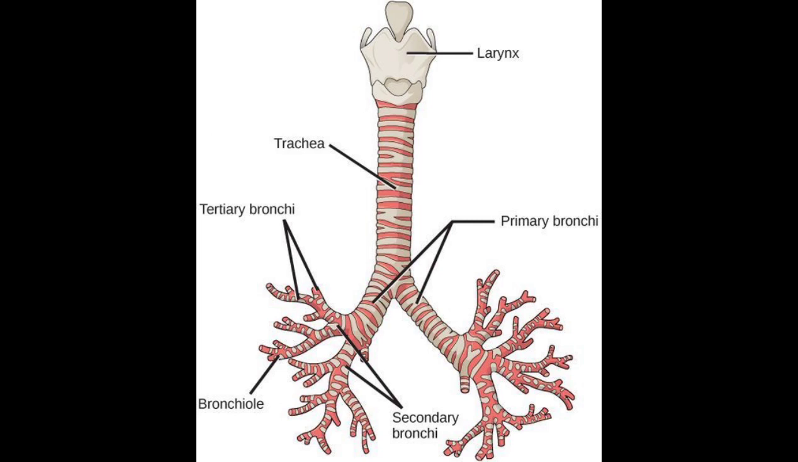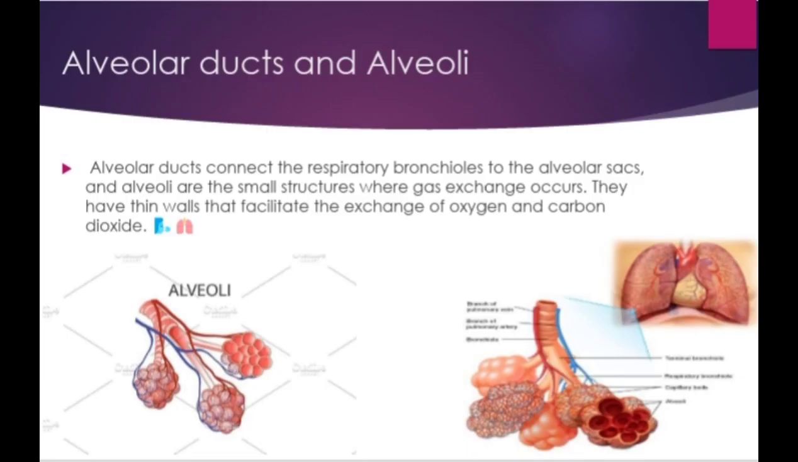Their location. The bronchi are located within the lungs, with one leading to each lung. The bronchioles are found within the lungs and extend deeper into the lung tissue. Function: the bronchi and bronchioles distribute air from the trachea into the lungs. Next, alveolar ducts and alveoli.